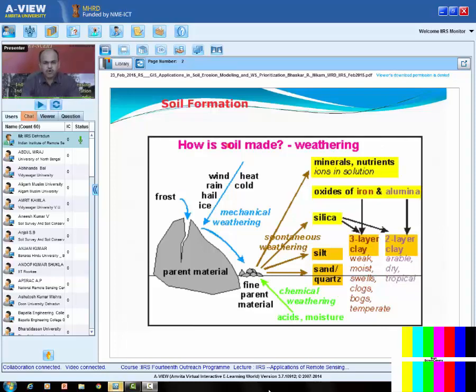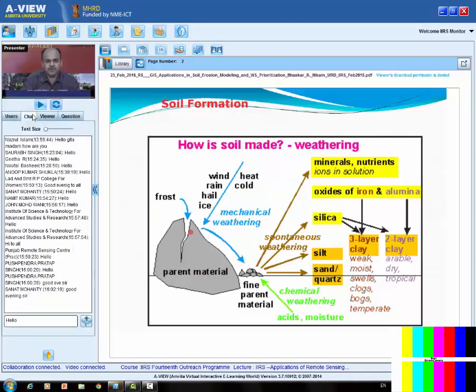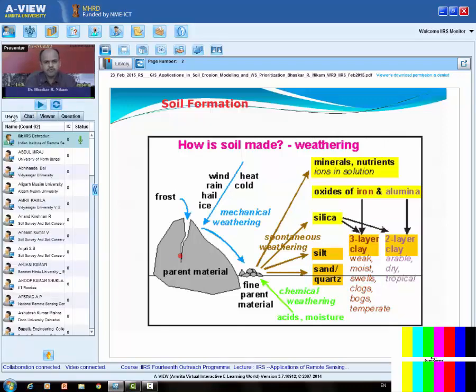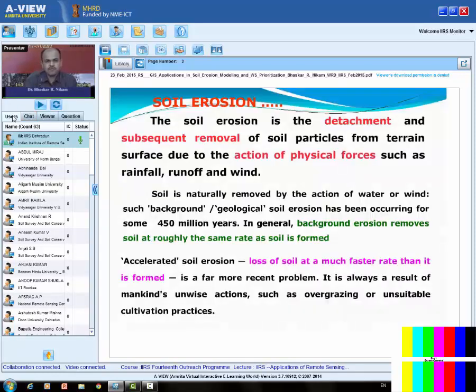As we all know, soil is formed through a process we call weathering. That weathering is mainly due to the natural weathering process, where you can see in this slide that the parent material rock, if a crack is there, due to force of wind, rain, hail, ice, heat and cold, there will be mechanical weathering, so that parent material will be disintegrated into small particles, and that's how the soil will be formed. So there will be a natural rate of soil formation.